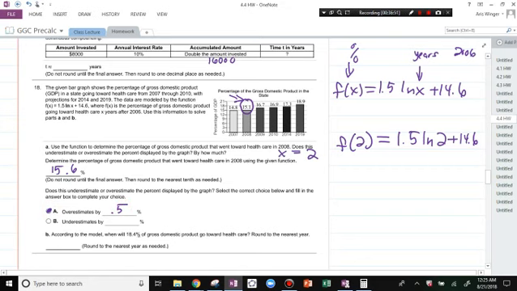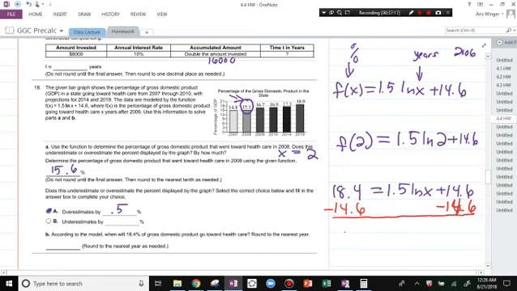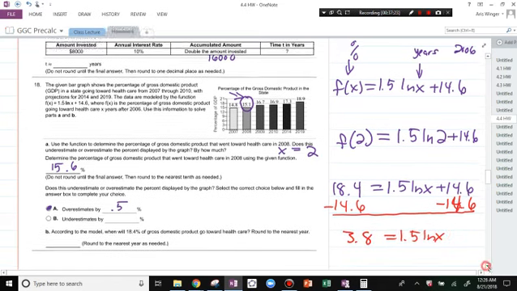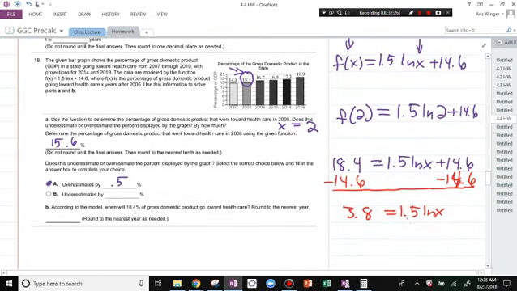According to the model, when will 18.4% go towards healthcare? They want the function to be 18.4, and now we're just going to solve for x, trying to get x by itself. I need to get rid of this 14.6. I'm currently adding it, so I need to subtract it on both sides. 18.4 minus 14.6 is 3.8. That equals 1.5 natural log of x. I'm currently multiplying by 1.5, so I divide on both sides by 1.5.